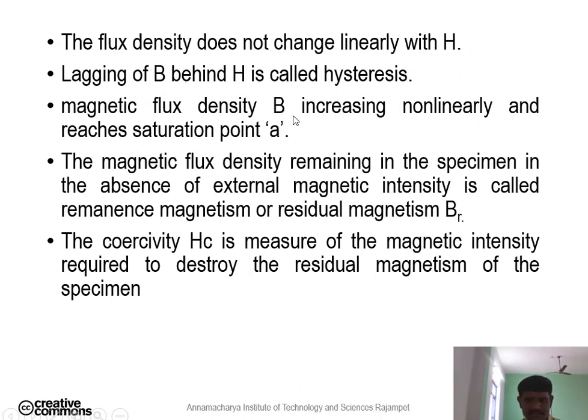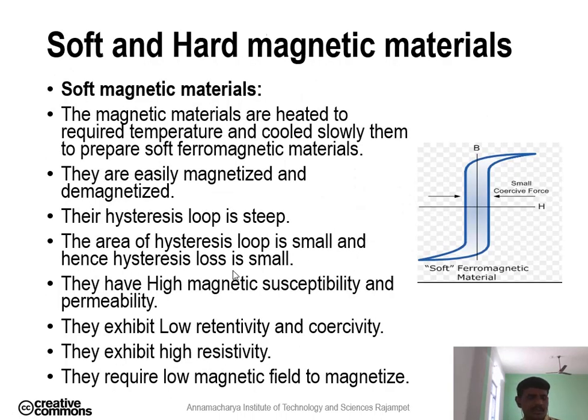The magnetic flux density B increases non-linearly and reaches the saturation point A. The magnetic flux density remaining in the specimen in the absence of external magnetic intensity is called remanence magnetism or residual magnetism. Coercivity HC measures the magnetic intensity required to destroy the residual magnetization of the specimen. Next, depending upon the shape of the hysteresis curve, magnetic materials are classified into two types: soft magnetic materials and hard magnetic materials.